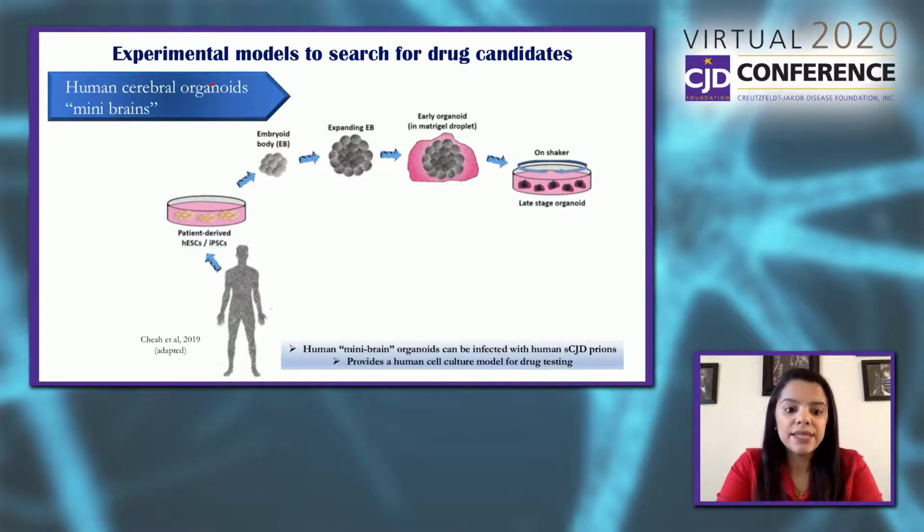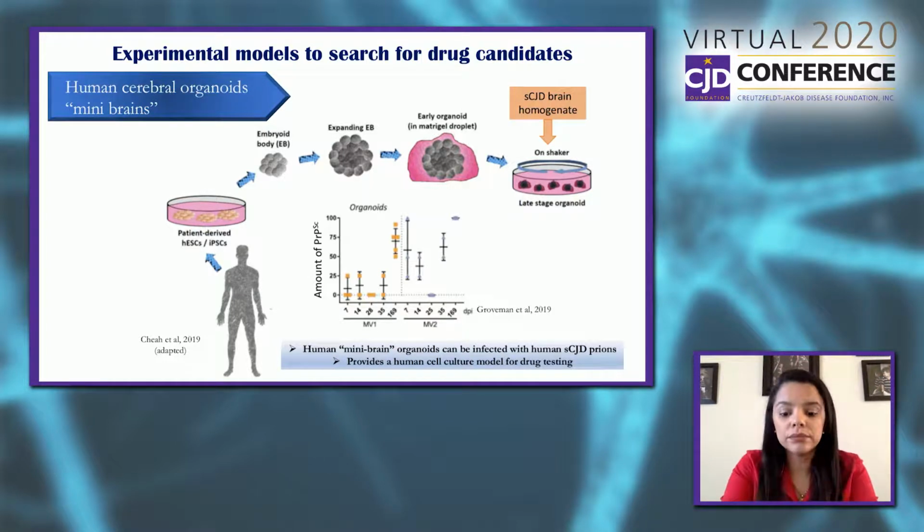These cerebral organoids, which are also called mini brains, are derived from skin cells collected from patients. By adding different factors in vitro, we are able to induce the formation of this three-dimensional tissue, which has some characteristics of the human brain, and this is why we call them mini brains.